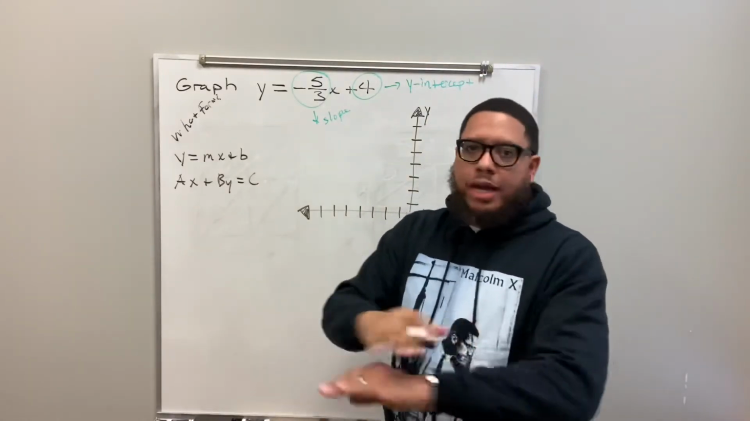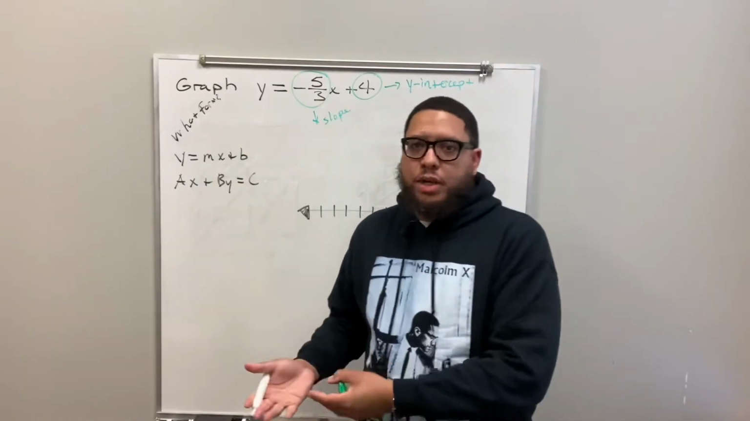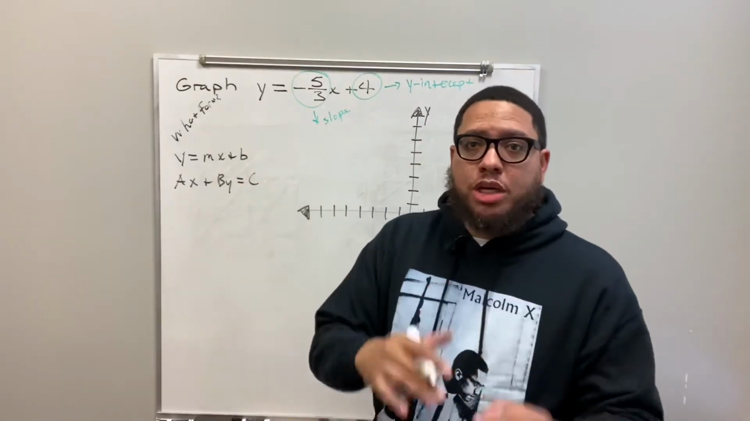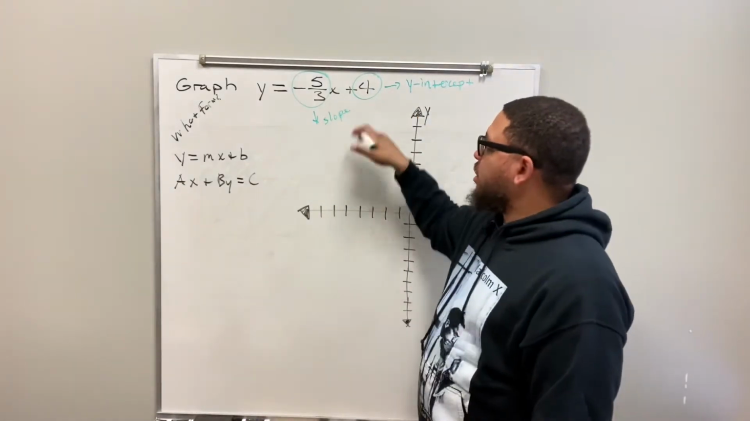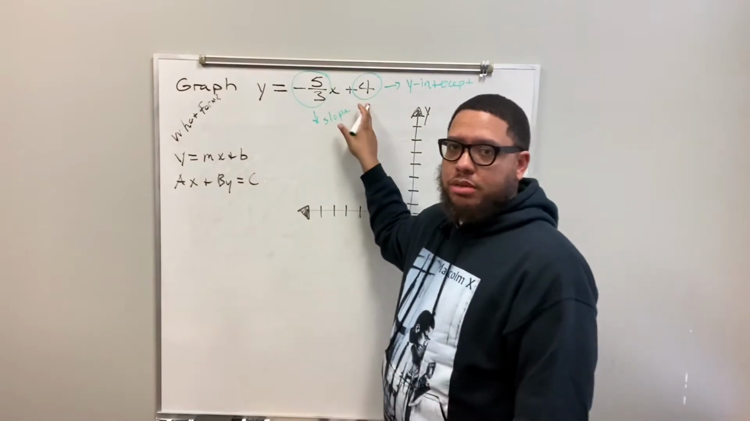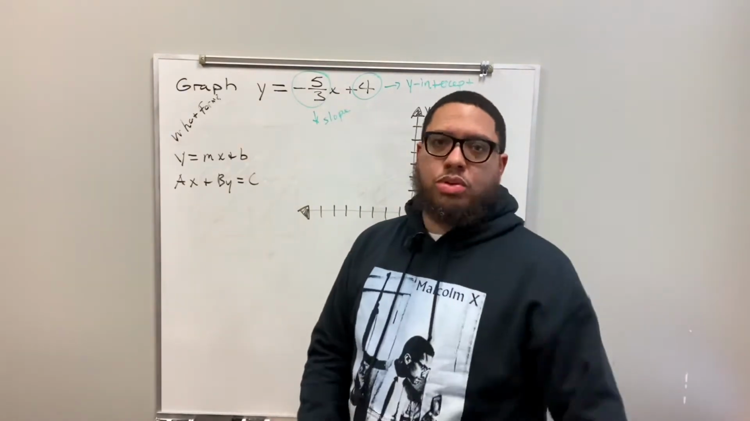The slope is not a point. A lot of students get that twisted. They think the slope is a point. The slope is not a point. The slope tells you how to get from a point to the next point, right? Think of it like this. The y-intercept is like an address. It could be your address, right? The slope tells you how to get to where you try and go to, right?